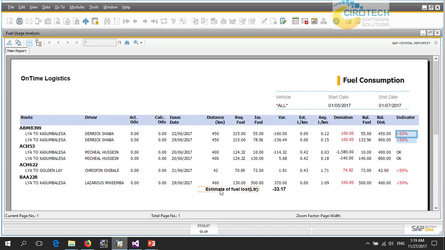There at the bottom, the report shows us an estimate of our fuel loss total in that period that we have run the report.